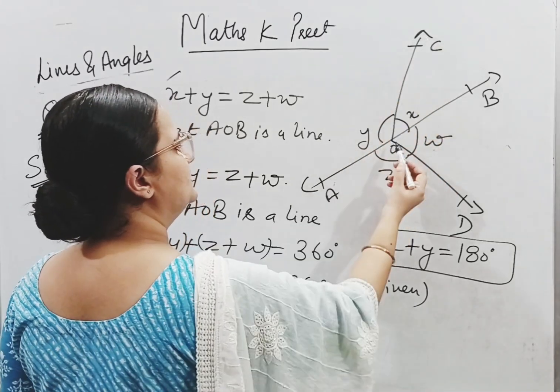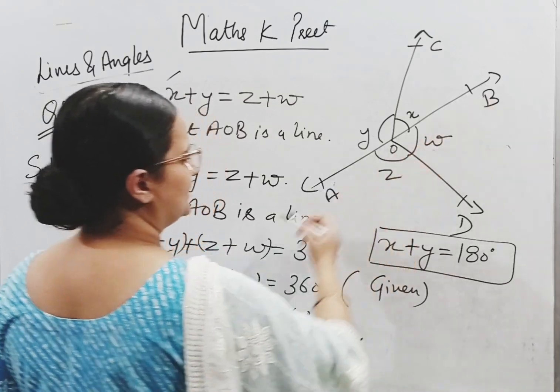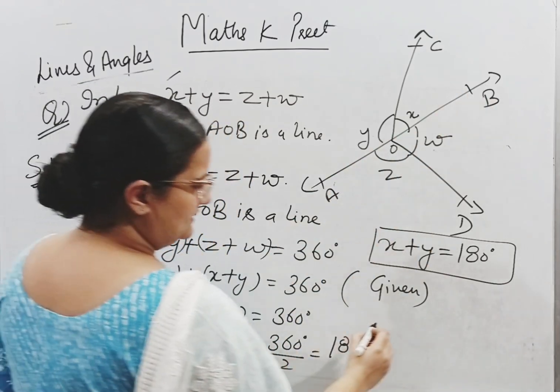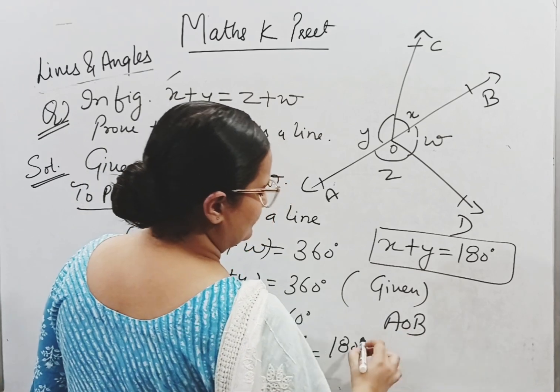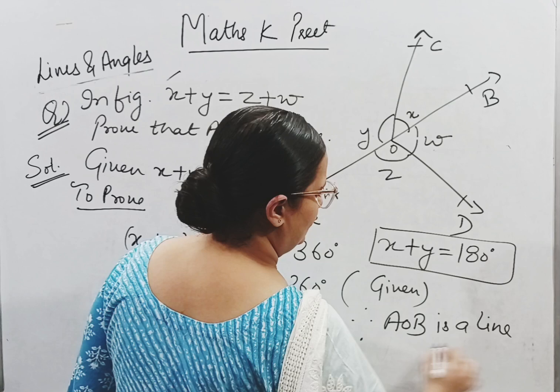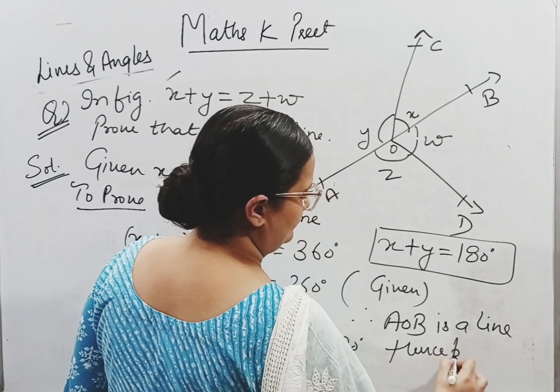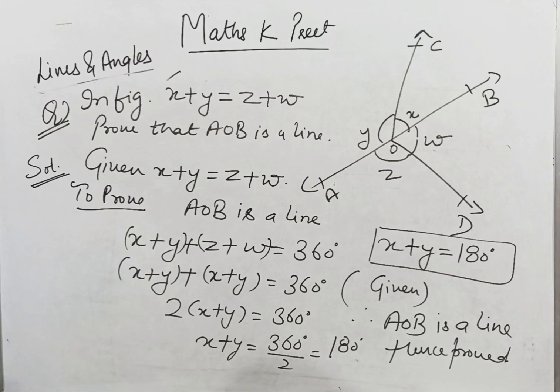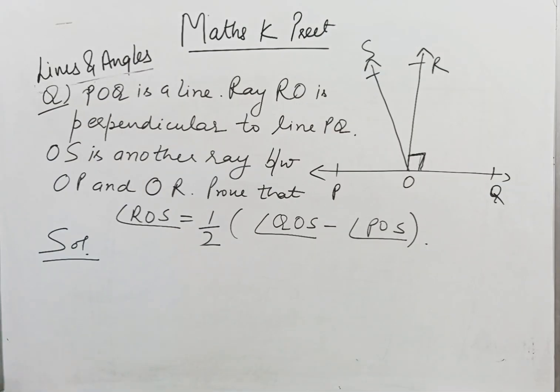So x plus y is 180. This is the common arm. These are the non-common arms, OA and OB. So it will make a line. This result we have as an axiom. Therefore, AOB is a line. Hence proved. So this is the solution. Let's see the next question.